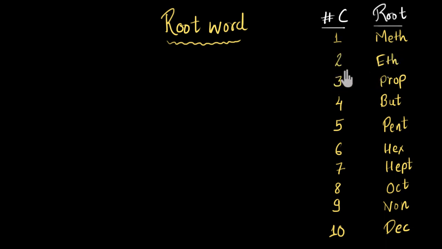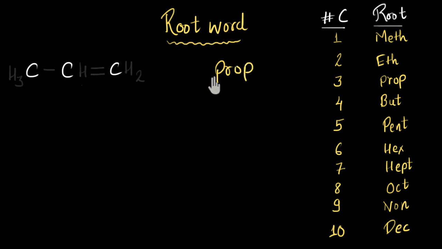If there are 2 carbon atoms, then we use eth, 3, then prop, 4, then but, and so on and so forth. So for example, if this is the molecule that we are trying to name, then first of all, I will only focus on the number of carbon atoms. Okay, I see 3 carbon atoms. So to denote the presence of 3 carbon atoms, I use the root word prop. Let me write it down. Prop.